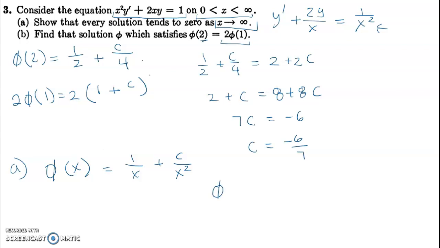Alright, so our answer for B would be phi of x equals 1 over x plus, not plus, negative 6 over 7 times x squared.